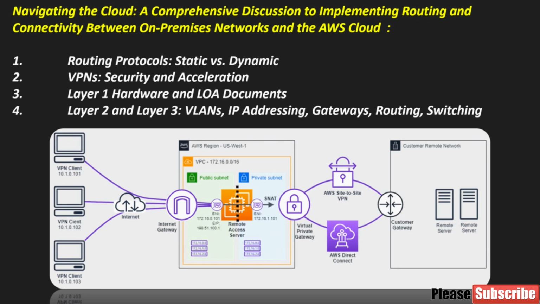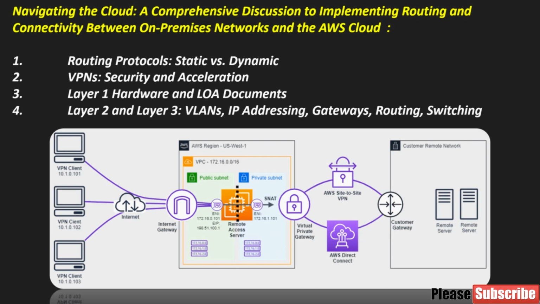The third point we need to talk about is layer 1 hardware and LOA documents. LOA is the letter of authorization document. At the physical layer, hardware choices and adherence to regulatory requirements, such as LOA documents, letters of authorization, are very crucial now.